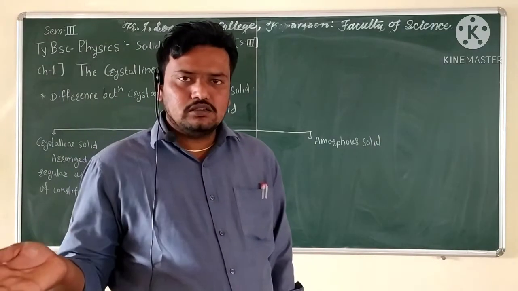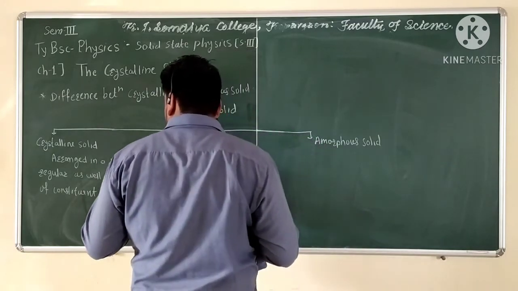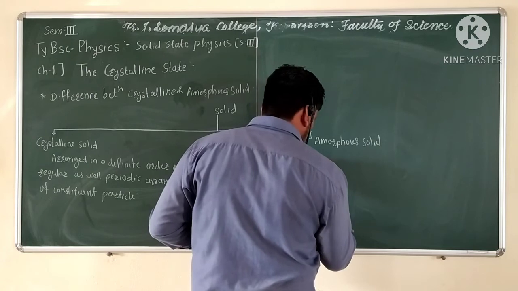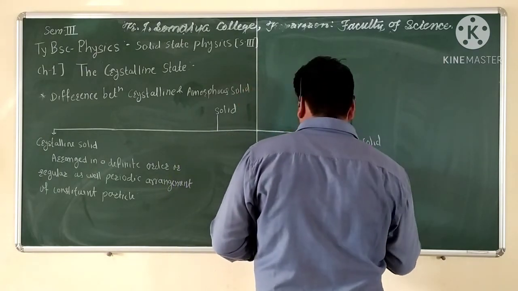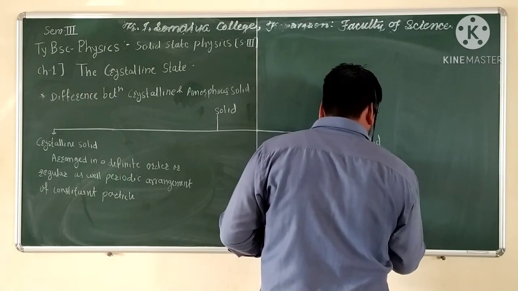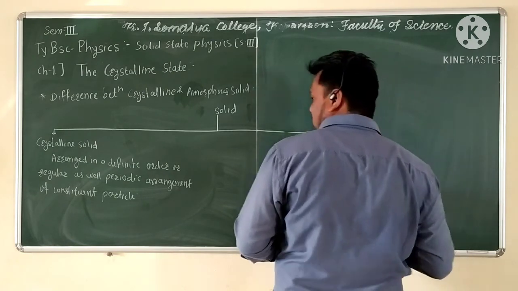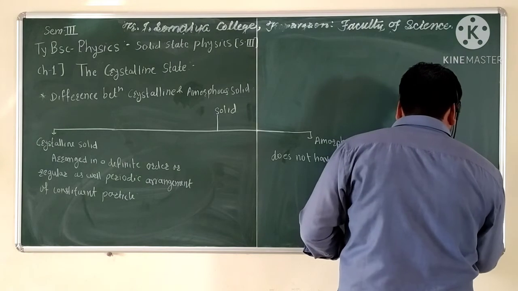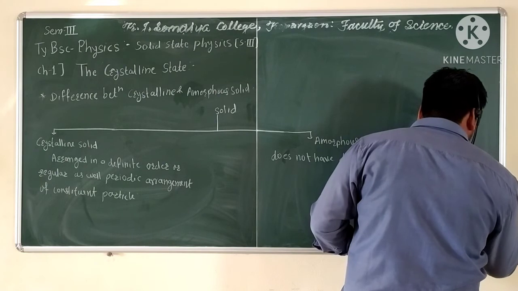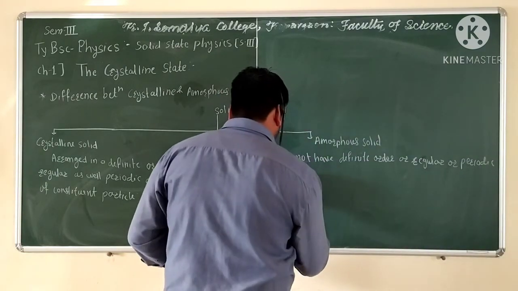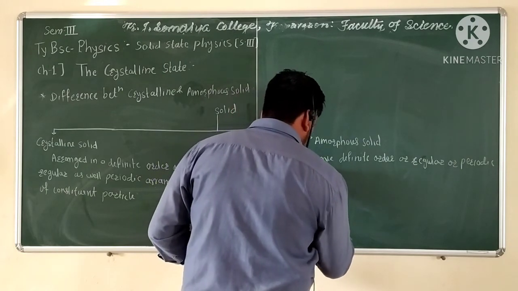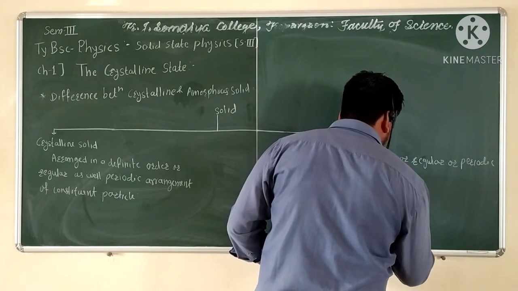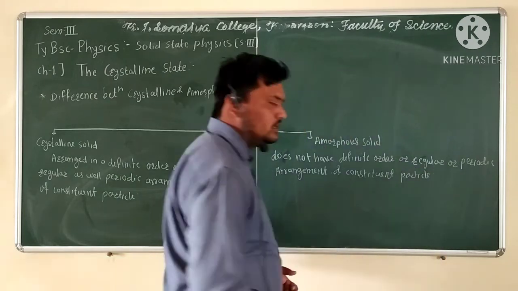And what is meant by the amorphous solid? An amorphous solid does not have a definite order, or regular, or periodic arrangement of the constituent particles. This is known as the amorphous solid.